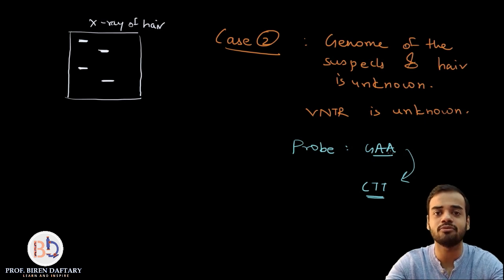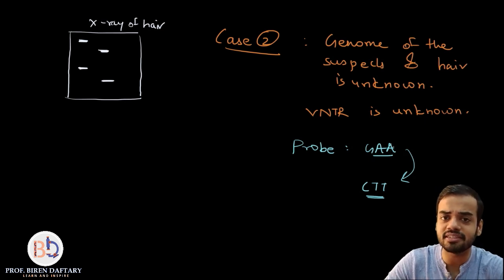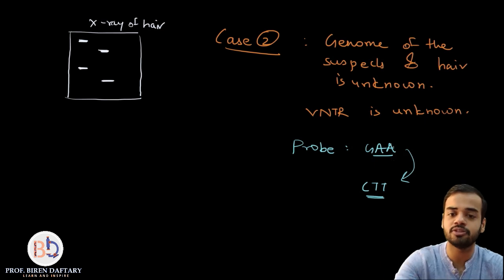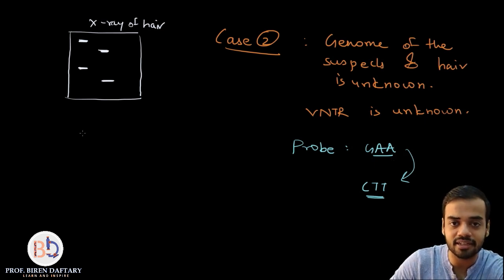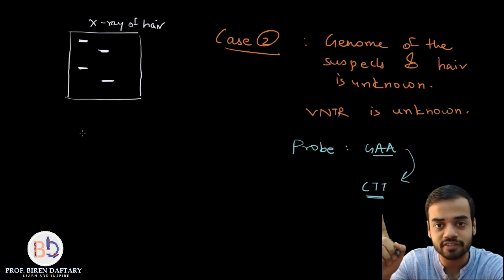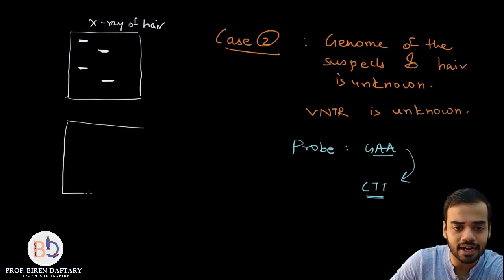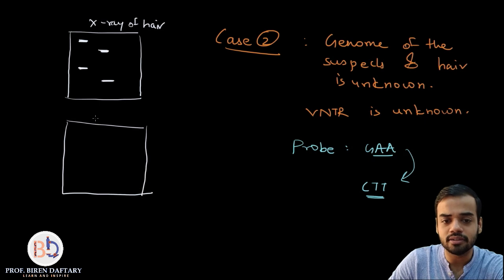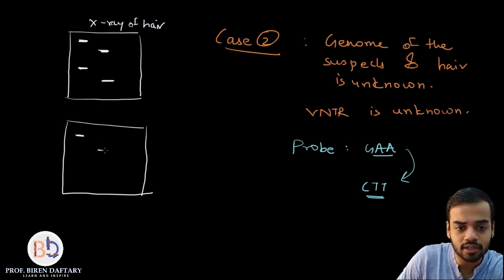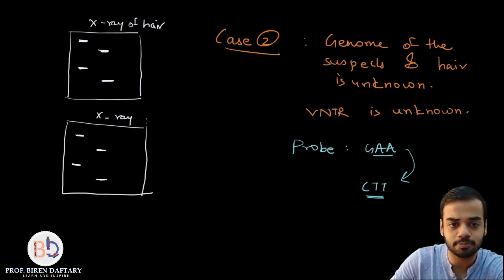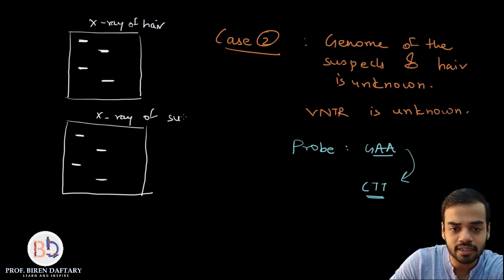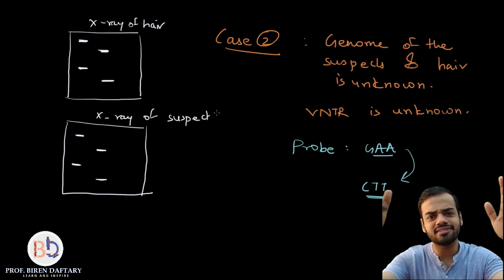The hair is of one person, so the DNA will remain the same, and because of that this probe is going to bind to that CTT in the same position. And that is why when you take the X-rays of all those 7 people, one X-ray will be exactly the same as the X-ray of the hair, because the GAA probe is going to bind to the sequence CTT at exactly the same locations. So one of the suspects' X-rays will be like this. The other 6 may be random.